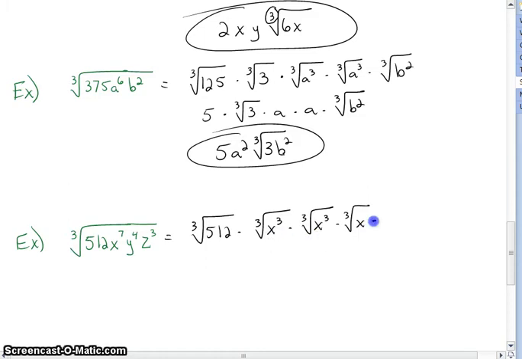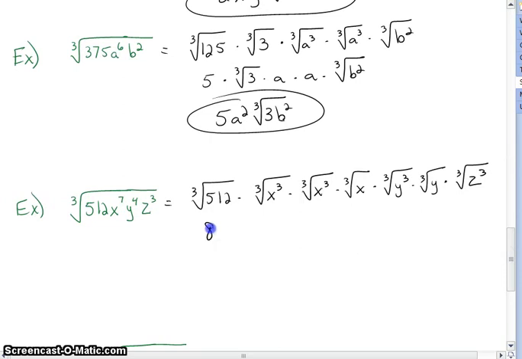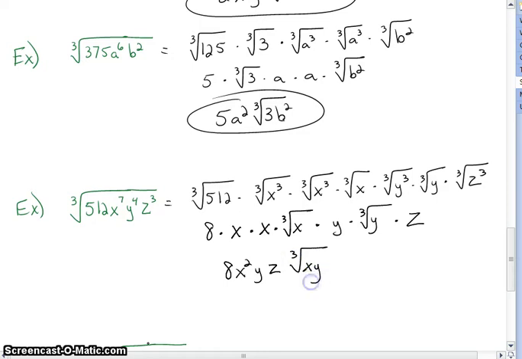So then I'm looking at the y's. It's the cube root of y cubed times the cube root of y. And then I've got z cubed, so the cube root of z cubed. Cube root of 512 from our list was 8. So this is 8 times x times the cube root of x times y times the cube root of y times z. So that's 8x squared yz times the cube root of xy. Remember that 3 has to be there, has to be part of the cube root. So there's my final answer.